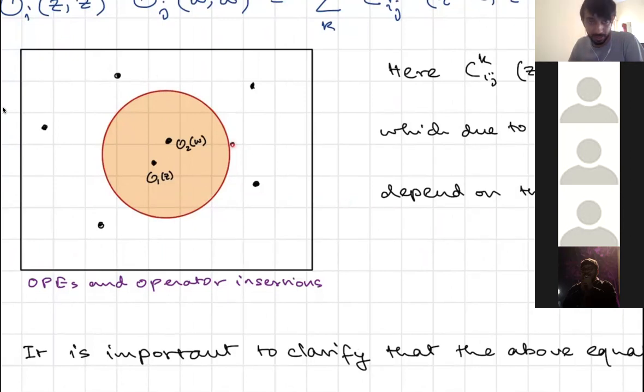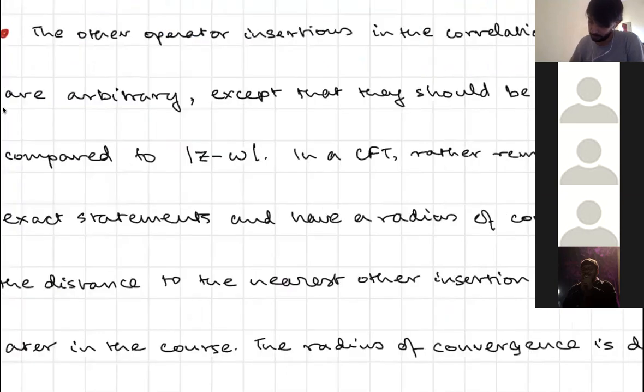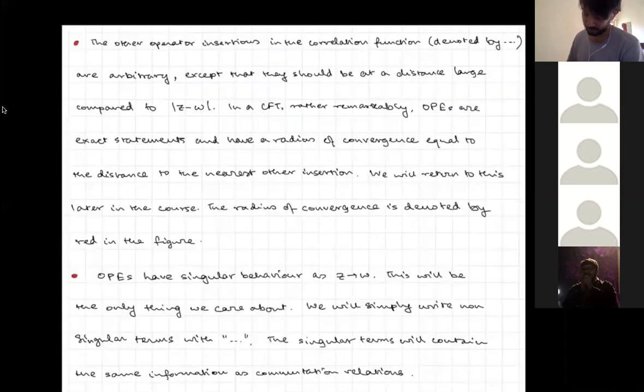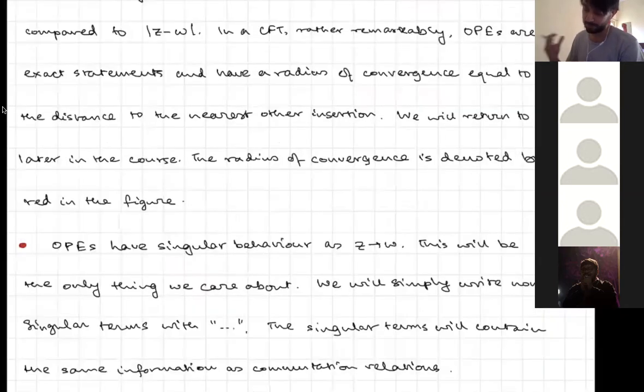So this point is just outside, and that is what sets the radius of convergence, which is equal to the distance of the nearest, next nearest insertion.